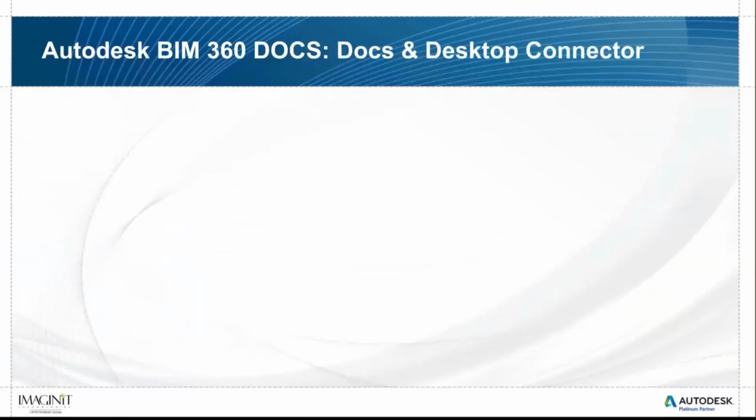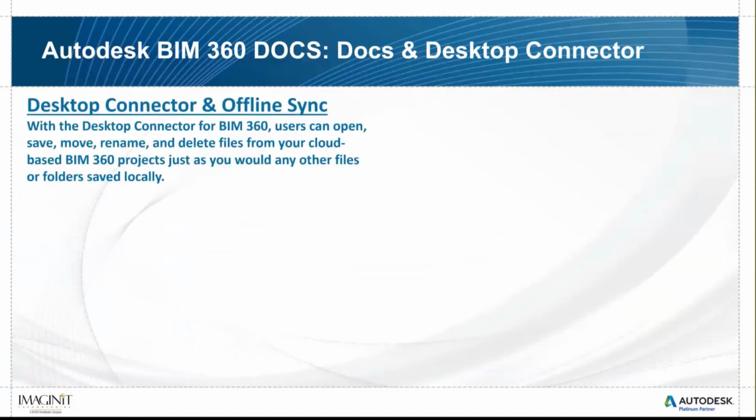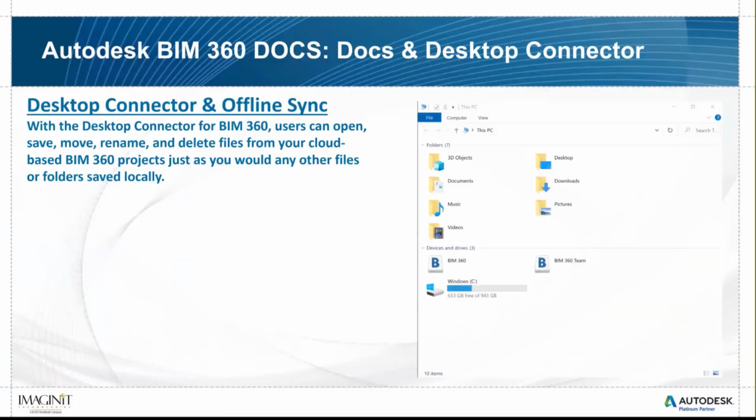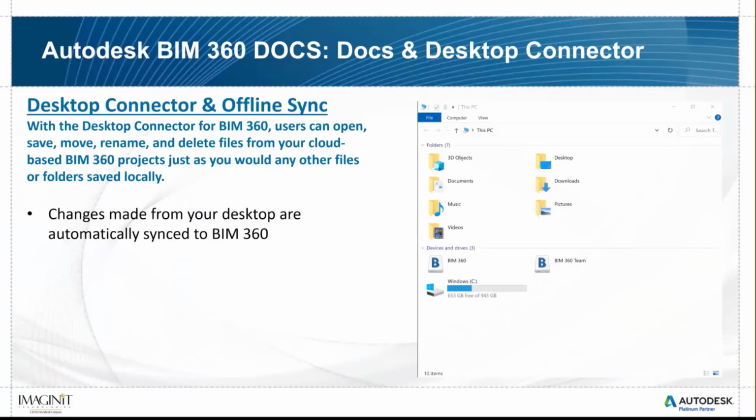So the next thing here that's important is the desktop connector. This is a utility that you download that allows you to link files from the desktop or from the cloud into files that might be on your network. And this can be even if you're offline. So when you install the desktop connector, it actually puts this virtual drive on your system. You can see right here, BIM 360, BIM 360 Team. So if you don't have access to Team, you would just have the BIM 360 one there. This allows you to sync objects and save things from any Windows application directly into the cloud.